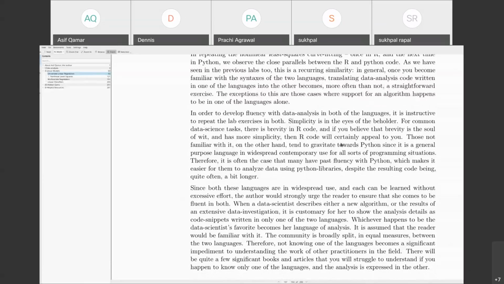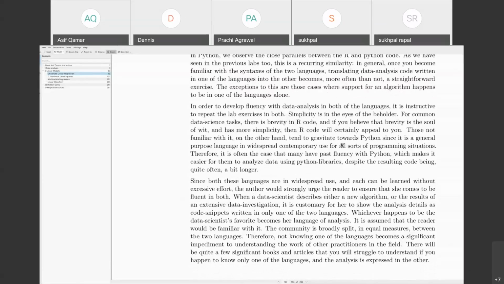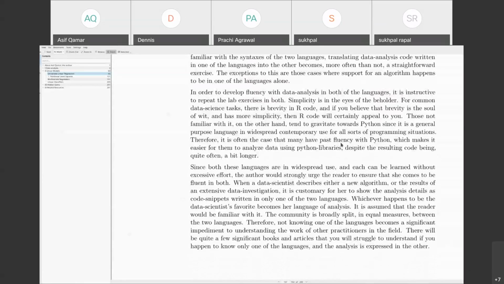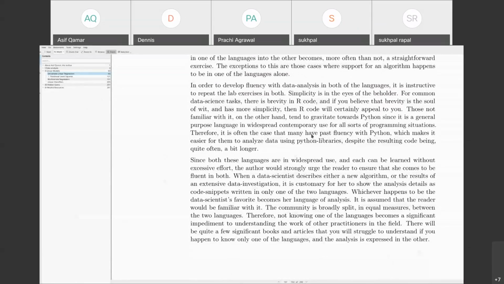But the downside of R is you have to learn R, whereas for Python, most people already know Python. So they ask the question, why bother learning a new language when I already know Python and I can do machine learning in Python?